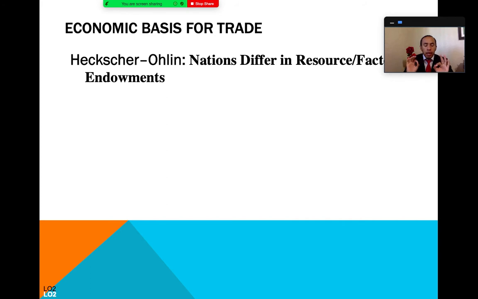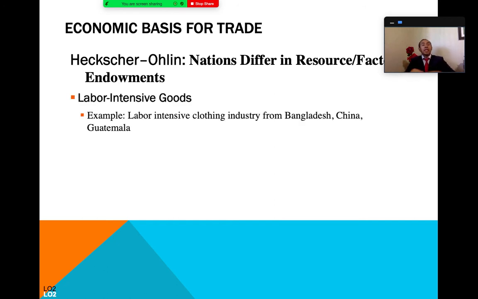Heckscher-Ohlin specifically stated that nations naturally differ in the availability of resource and factor endowments available within the country. Often, nations have more resources, more minerals, more endowments of certain goods or of certain things that other nations do not. So it gives them an advantage in the production of those goods, and they export those goods to other nations.